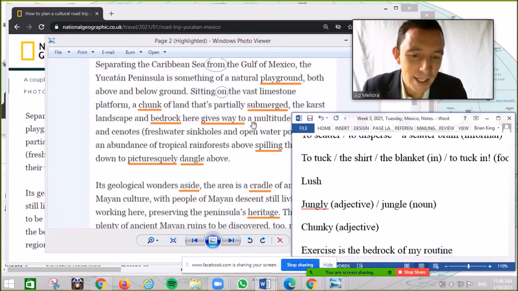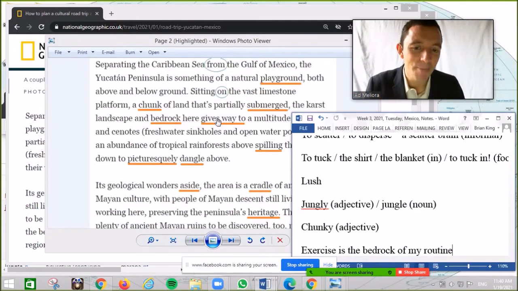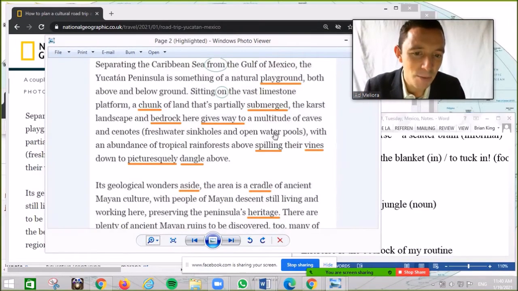And gives way to is a little difficult, so this probably is a phrasal verb. And you remember the introduction document, we spoke about the phrasal verb, the verb and the preposition. So to give way to is to permit the other person to go. Example, on the road with two cars entering the same area, this car gives way to the other car, like permit. This car permits the other car to pass. Okay, so to give way to is like to allow or to permit, and here it's very similar. So it gives way to a multitude of, it's replaced or substituted by a multitude of caves and cenotes.